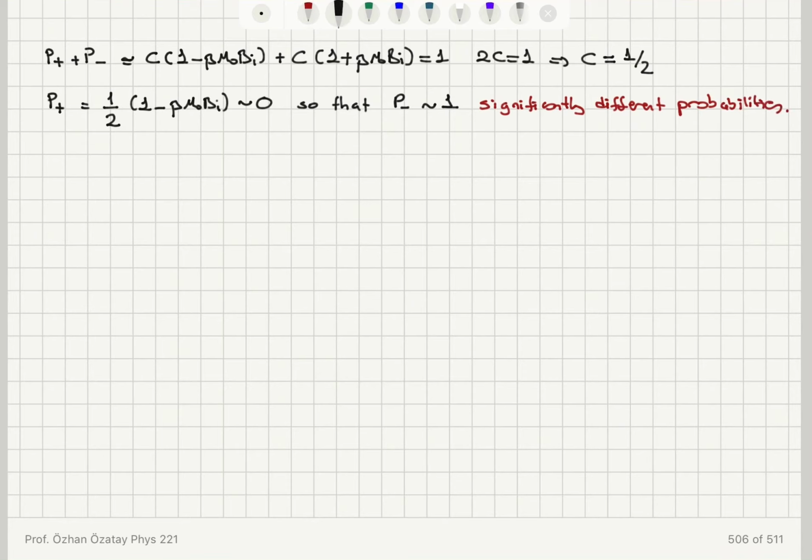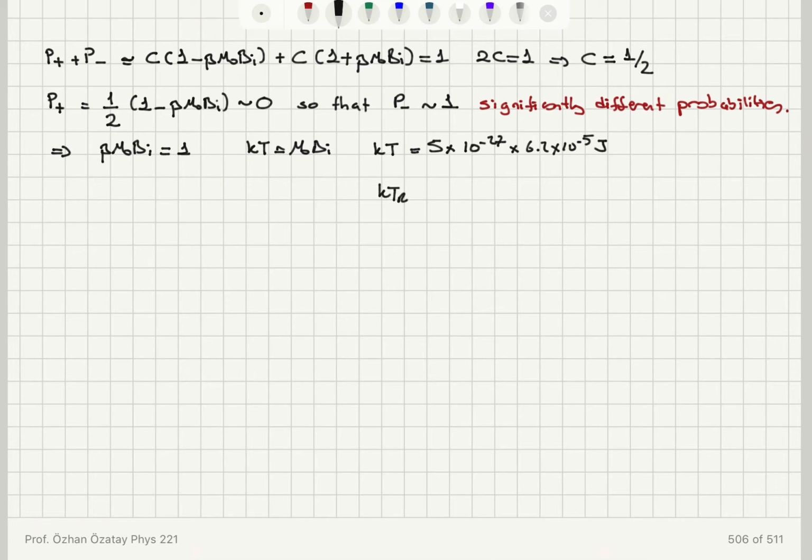So if you have 1 minus beta mu 0 Bi equal to 0, this means that beta times mu 0 Bi we are asking to be 1, and that is kT equal to mu 0 Bi, and in that case kT will be equal to 5 times 10 to minus 27, 6.2 10 to minus 5 joules.